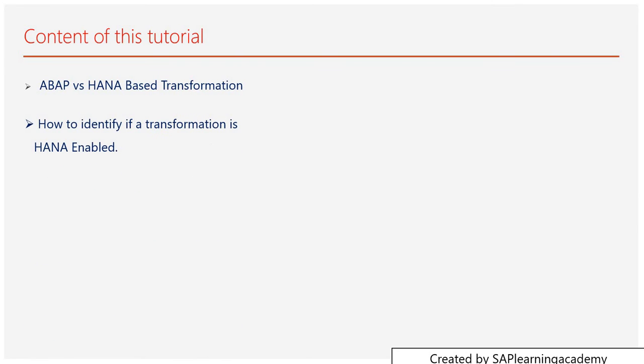Next, I'll be telling you how you can identify if a transformation is HANA enabled, and I will be showing you the option. There's a check mark available in the transformation as well as in the DTP to identify if the transformation is HANA enabled. And next, I'll be telling you the features which do not allow push down capabilities, meaning the rules that you need to follow so that you can have these push down capabilities. In the context of push down, I'm talking about HANA based. So let's move on with the contents.